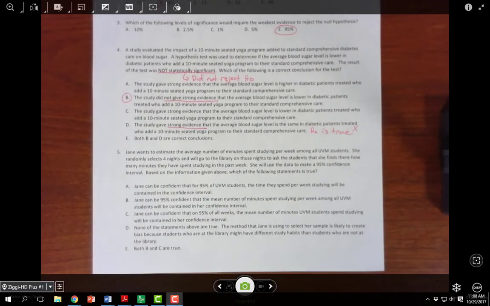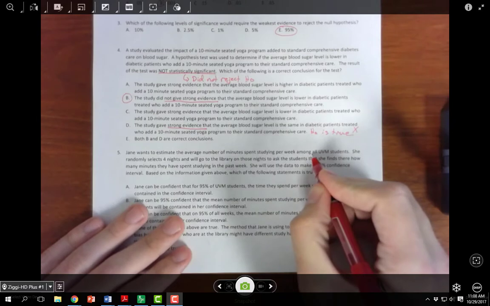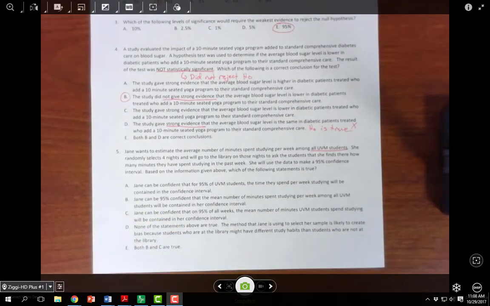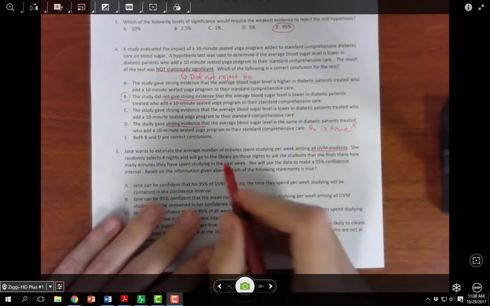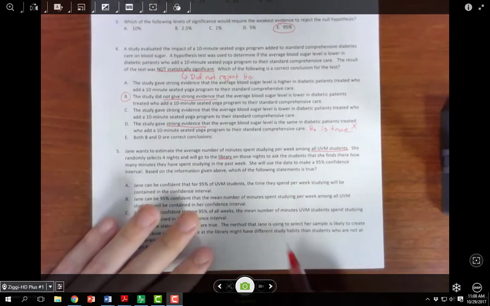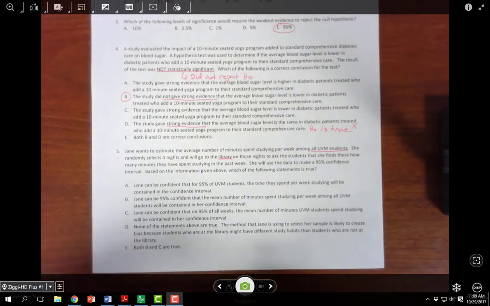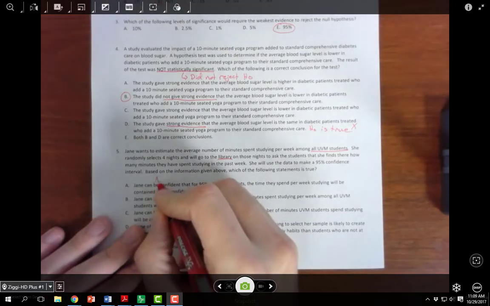Question 5 says, Jane wants to estimate the average number of minutes spent studying per week among all UVM students, and the key here is that she wants to know about all UVM students. However, what she does is she randomly selects 4 nights and will go to the library on those nights and ask the students she finds there. So the issue is, if she goes to the library, she's leaving out students who don't go to the library. So she's not really getting a random sample of all UVM students.